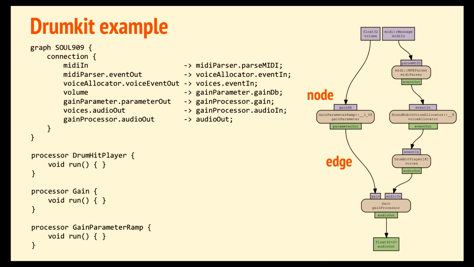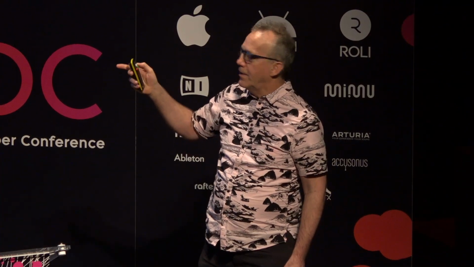The bottom code on the left shows your processors or nodes, and these are essentially equivalent to a C++ class, except they have one very special method called run, and that's where your DSP processing happens inside them. And then the graph part comes in the top left part, where we establish these connections between the nodes. You write the connections in text, but then it's visualized in the Sol Playground IDE.